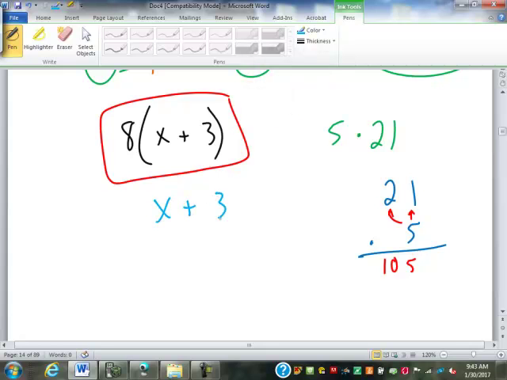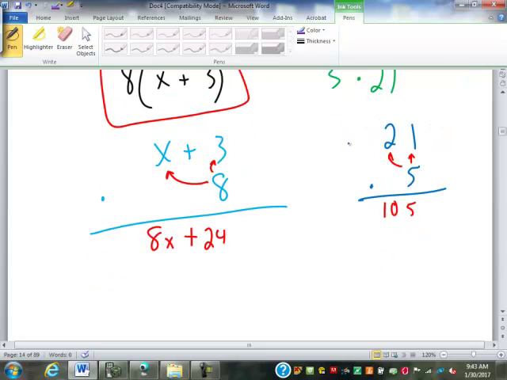I write the two-digit number first, the longer number on top, the other number on bottom, and I am multiplying. 8 times 3 is 24. It's positive 24. 8 times x is 8x. But there's a shortcut that most of you have probably seen for this.